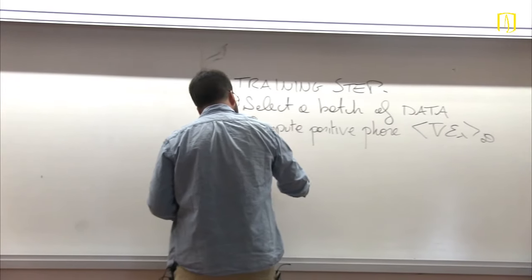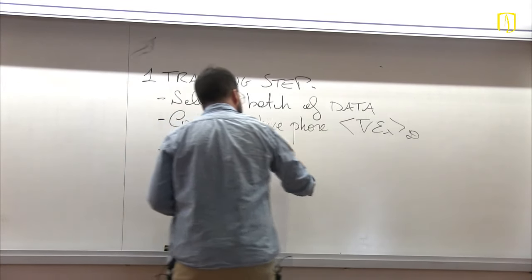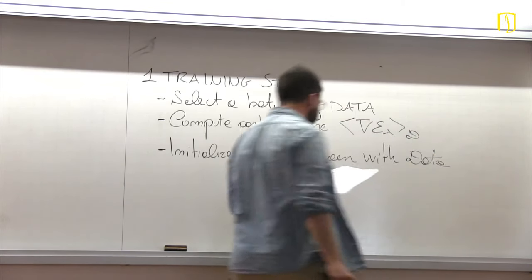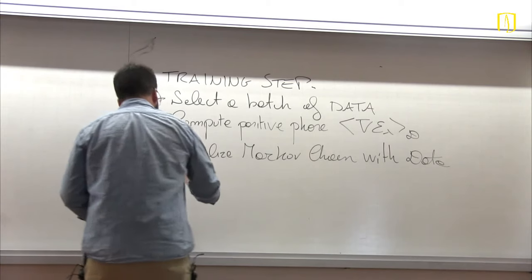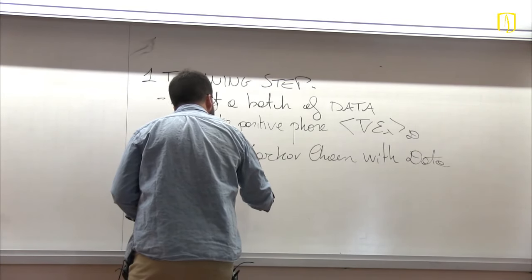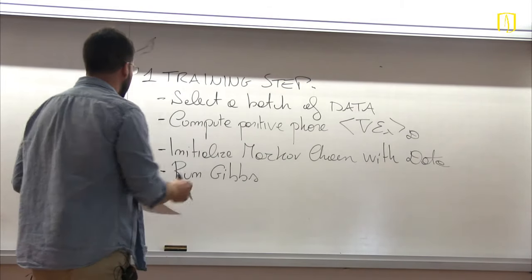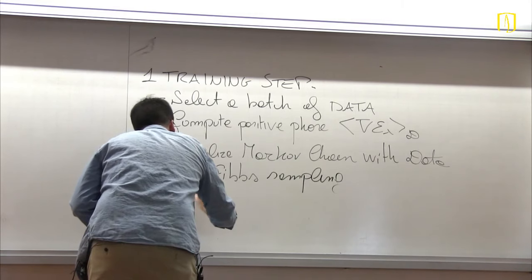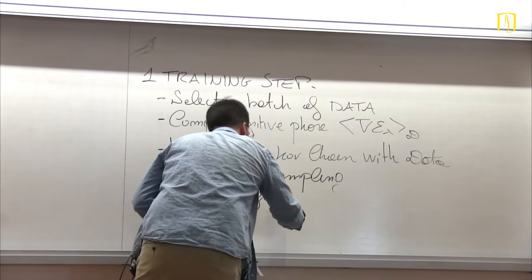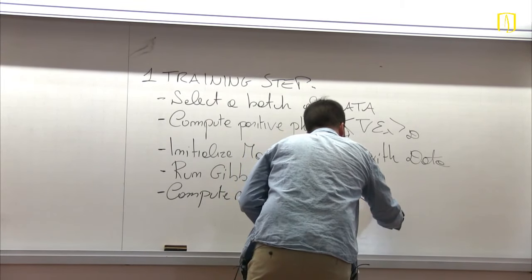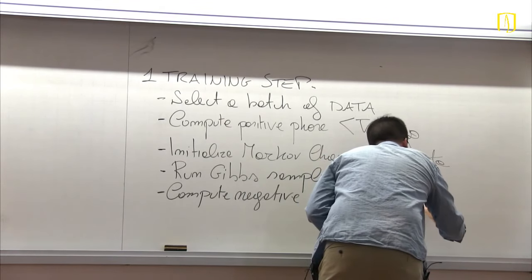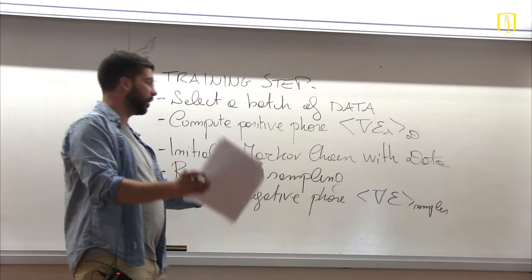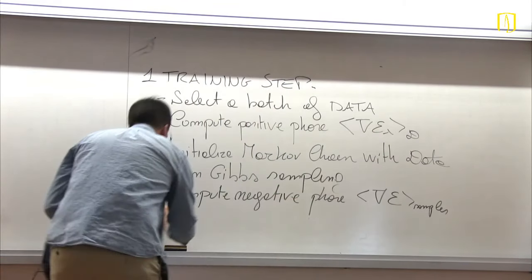Second, you initialize the Markov chain with the data. You run Gibbs sampling. These functions are already written in the code today, so I think you just have to call them. Then you compute the negative phase. You run the Gibbs sampling, you get some statistic at the end, and then you use it to compute the other term. And finally, you update the parameters.